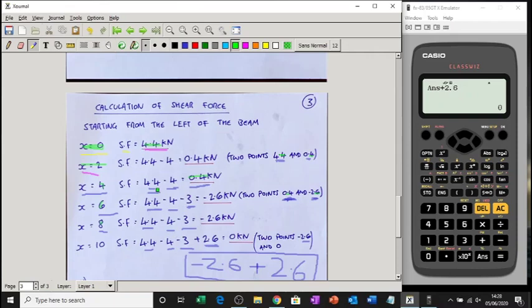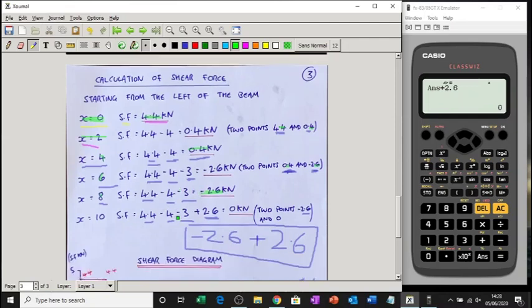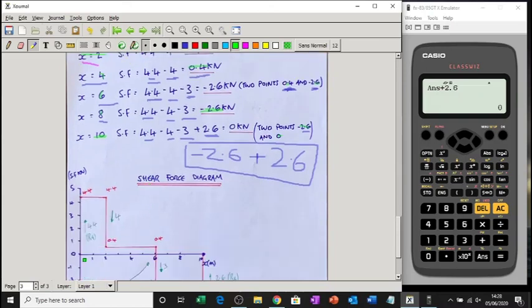I'm back on, I hope. So, and then that gives me minus 2.6. And then at x equals 10 it's going to be minus 2.6 and 0. So on my graph, here's my graph.